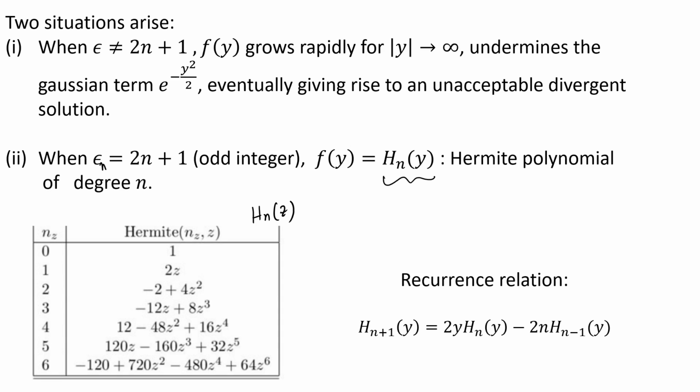One important thing to note is that whenever n is even, the polynomial has even powers of z. That is, if you invert z to minus z or y to minus y, they remain invariant. That is, the Hermite polynomials do not change their sign. But for the odd ones, that is n equal to 1, 3, 5, etc., it involves odd powers of z, which means that they would change their sign if z goes to minus z.